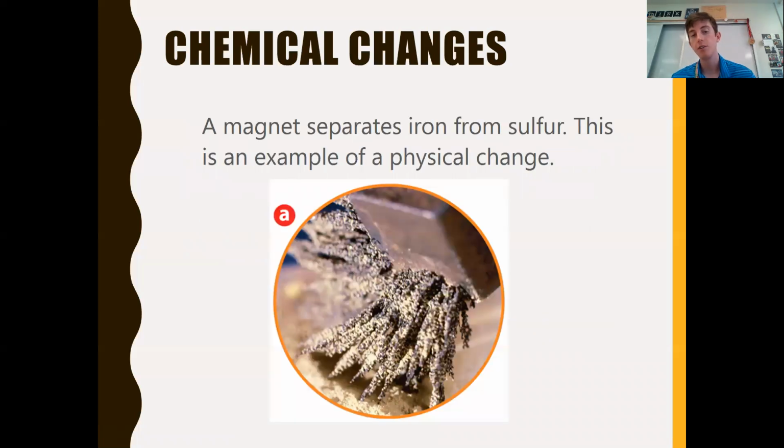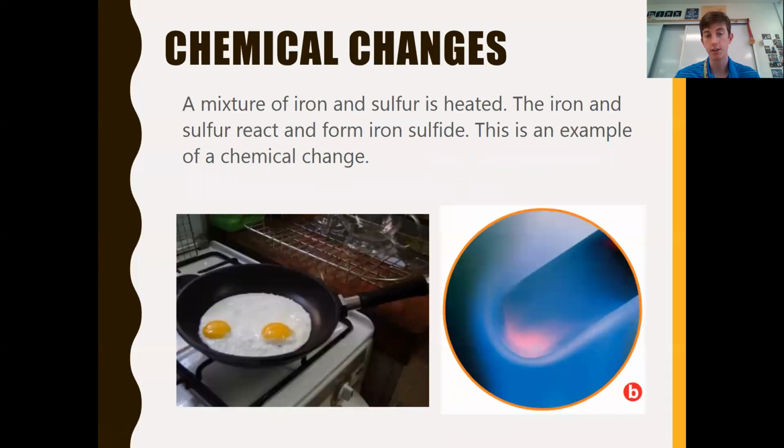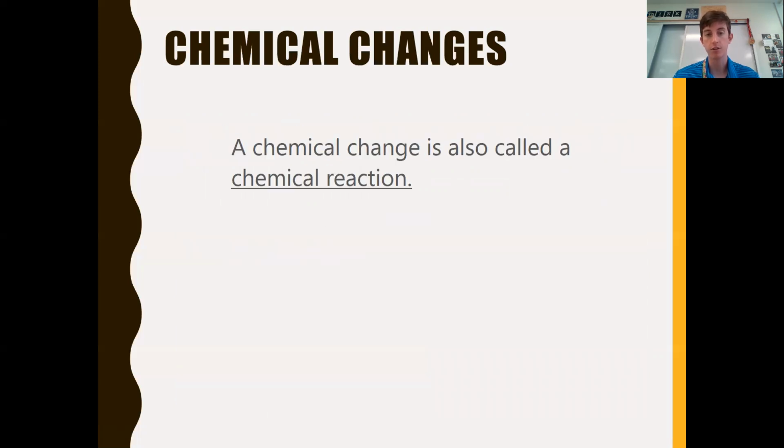So if you had a mixture of iron and sulfur and used a magnet to get the iron out, well, now it's not a mixture anymore. You separated them, but you didn't change the identity of anything. Whereas if you heat iron and sulfur together, you're going to make iron sulfide, and that did change the composition. You've made something new. That's a chemical change. Chemical changes are also called chemical reactions.